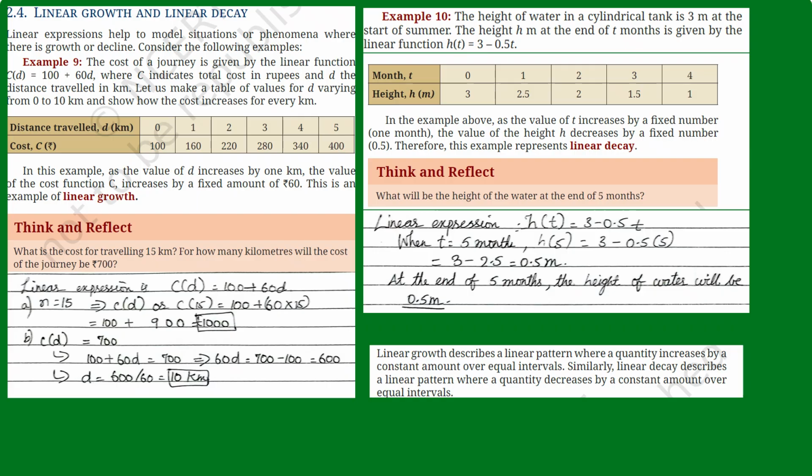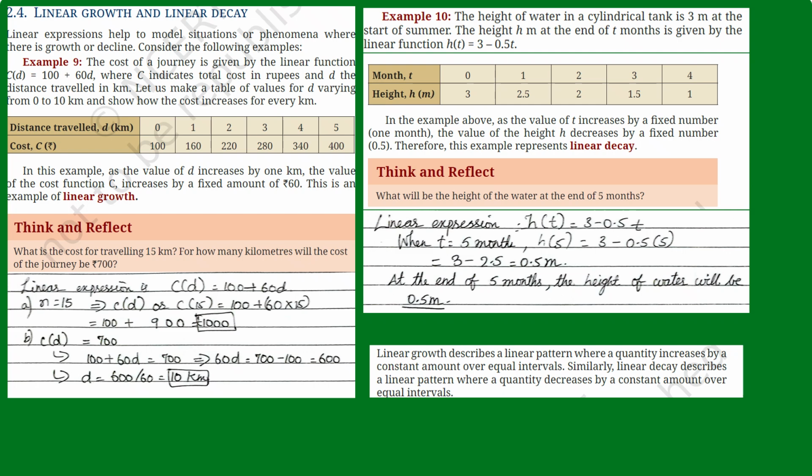These two examples are typical representatives to show how there will be incremental growth or incremental decay, which will be a constant value at equal intervals of time when it has to represent a linear relationship. That's what we are expected to appreciate at this moment.